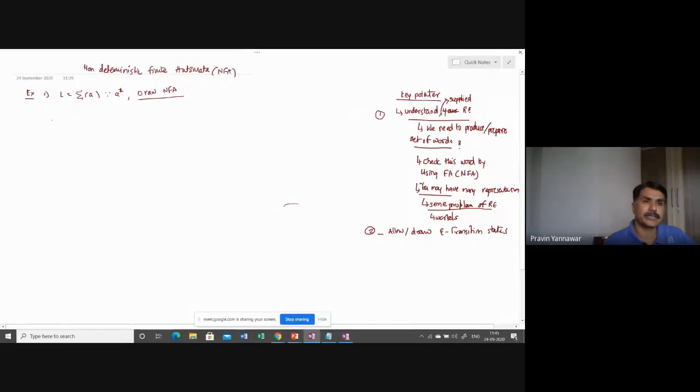If I have been supplied with a regular expression like this, I need to prepare the set of words, and for me the set of words includes epsilon. Then I need to have one A, two A's, three A's, and so forth. I can go for A raised to n, where n goes from 0 to infinity. So my non-deterministic finite automata must produce epsilon.